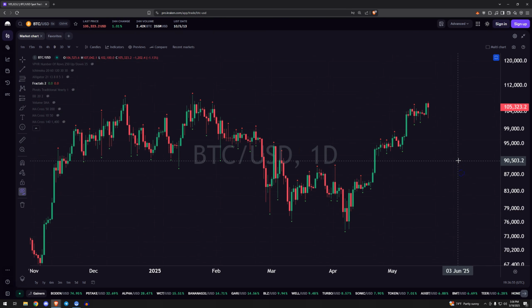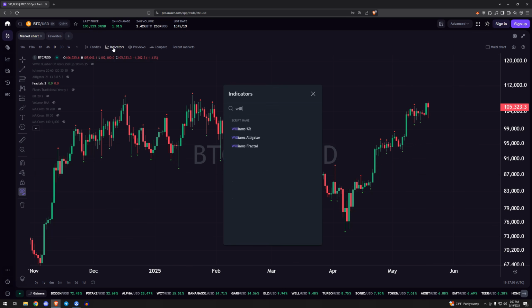Again, I would backtest this stuff because you have to trust the indicators that you're seeing on the screen. If you don't trust the indicators, then you're not going to take action. But for me, I've noticed the Williams fractals are really great at trailing stop loss levels. So that's how you pull those up on the screen.